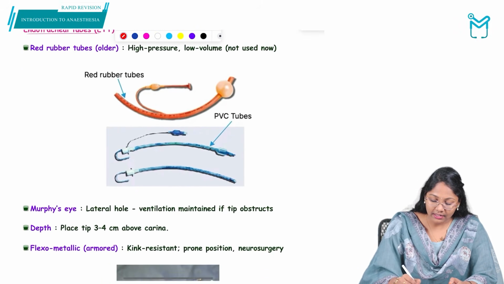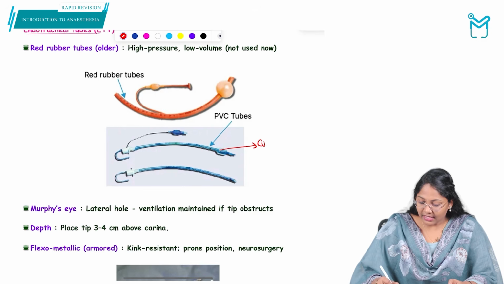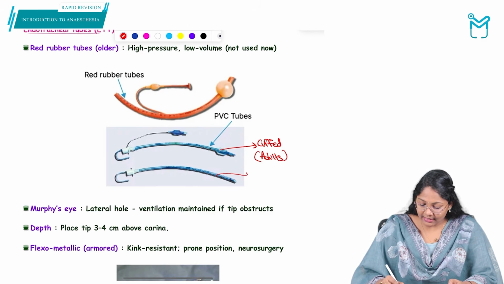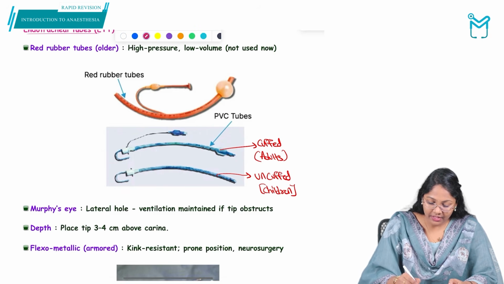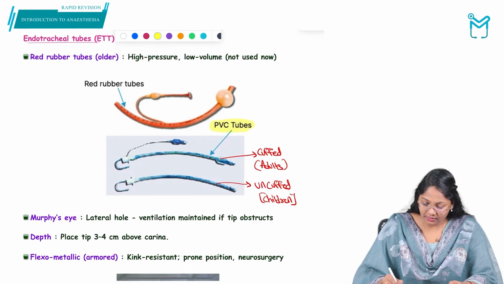Here if you see, these cuffed ones, we use it for adults. And these are the uncuffed ones. There is no cuff present on it, so we use them for children. These are the tubes which we most commonly use.